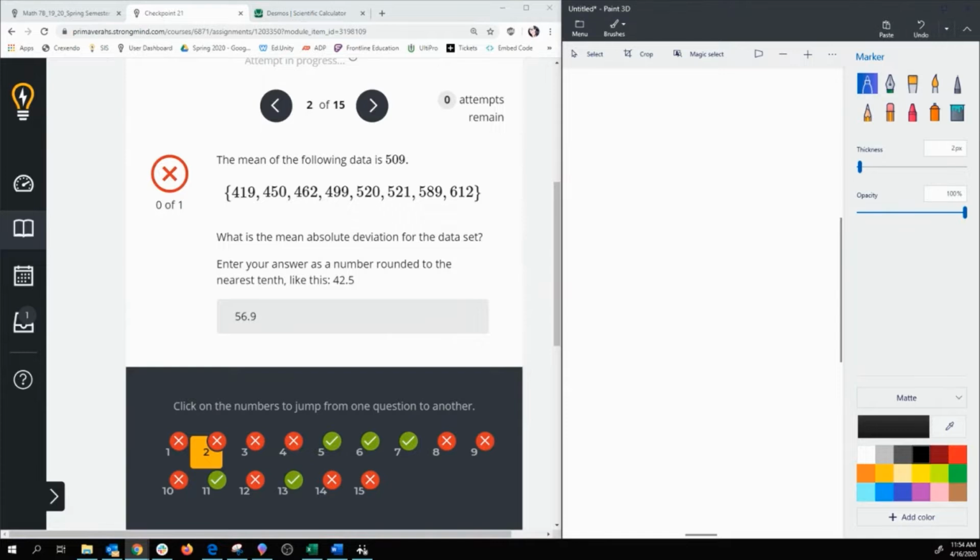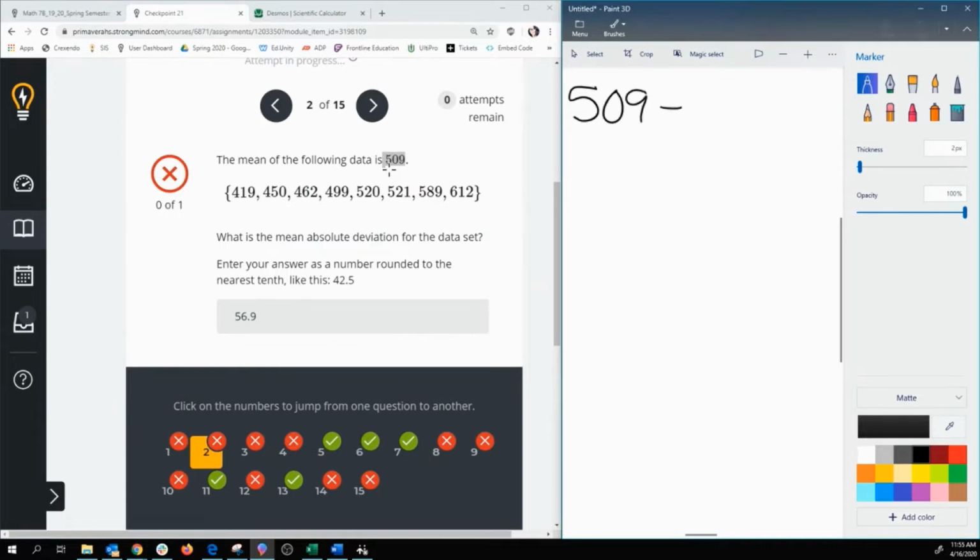Awesome. All right. So this question thankfully tells us what the mean is, right? So that takes out one step of what we have to do to figure out mean absolute deviation. So remember, your mean absolute deviation is kind of like the average of your average. This 509 is the average of all this data. So we need to figure out how far away each one of these numbers is from our average, which is 509. And we're going to do that by subtracting.